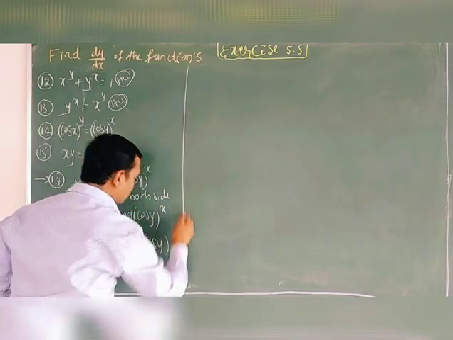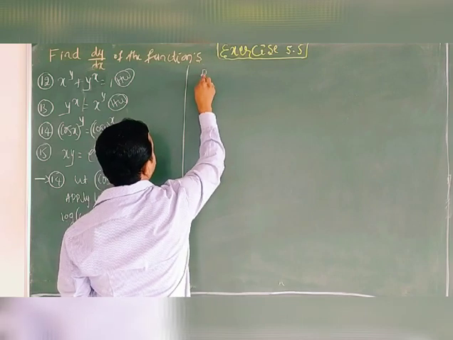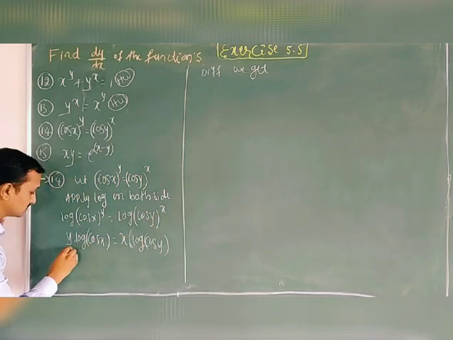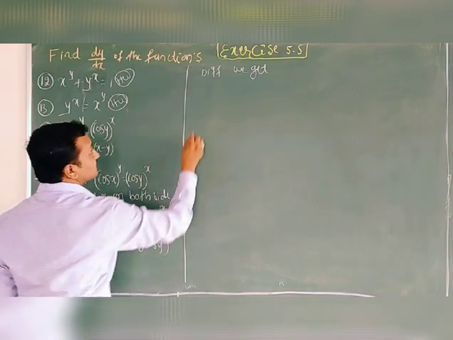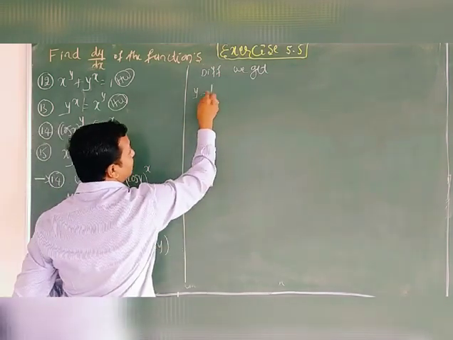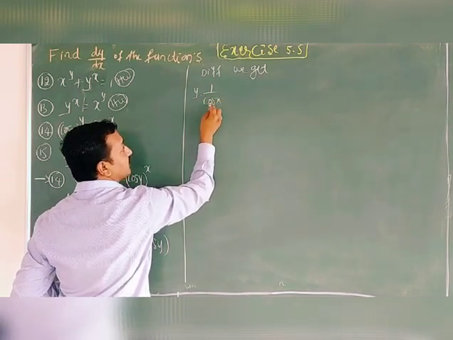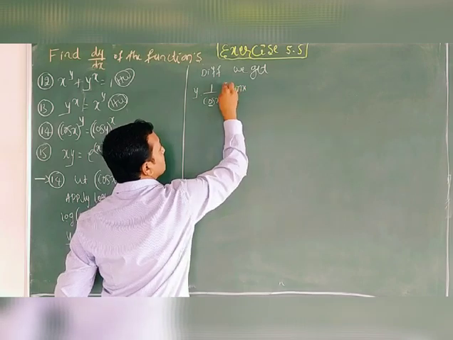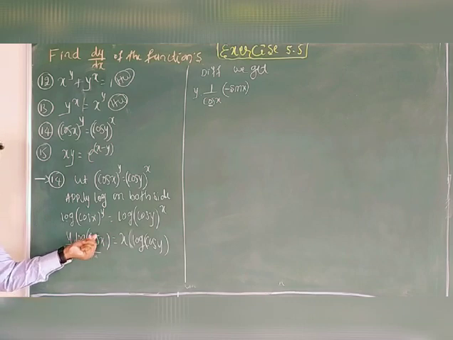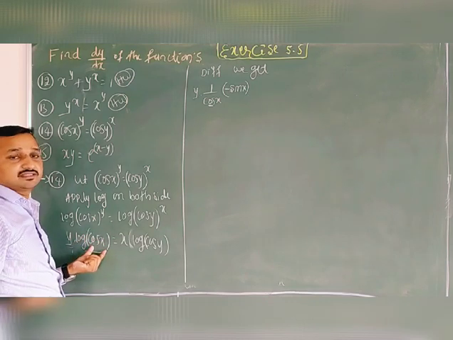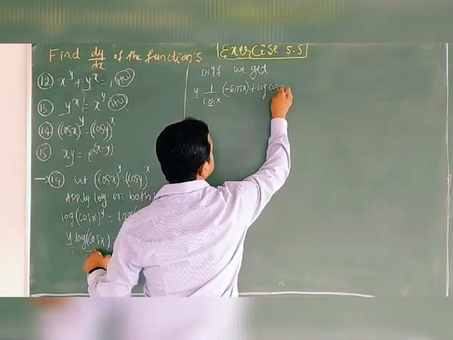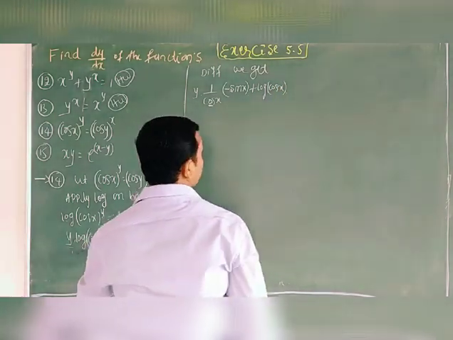Next, we differentiate this function. Here this is the first function and this is the second function. Keep the first function y as it is, then the derivative of log x is 1 divided by x. Instead of x, this is cos x, so it is 1 by cos x, and the derivative of cos x is minus sin x. And the second function is kept as it is, log of cos x.